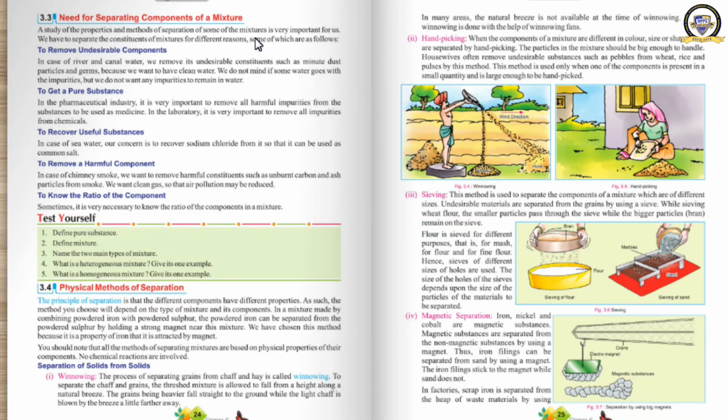Now let us move on to the next topic. What is that? Physical methods of separation. How will we separate these mixtures physically? Physical methods. Okay, so are you ready? Let's move on to the next main topic of this chapter.